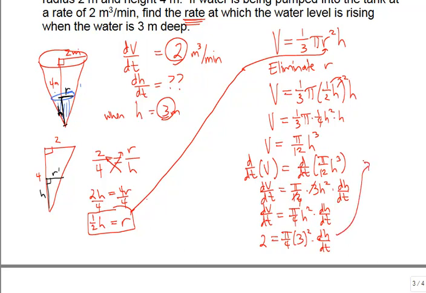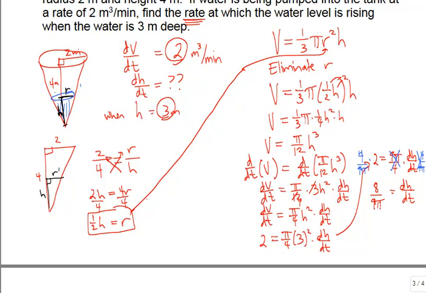So we're going to have 2 equals 3 squared is 9, so this will become 9 pi over 4 times dh/dt. And to solve for dh/dt here, I could just multiply by the reciprocal on both sides. So I'm going to multiply by 4 over 9 pi on the right and 4 over 9 pi on the left. So these will cancel, giving me just dh/dt by itself. And 4 times 2 is 8, so this will be 8 on top and 9 pi on the bottom.